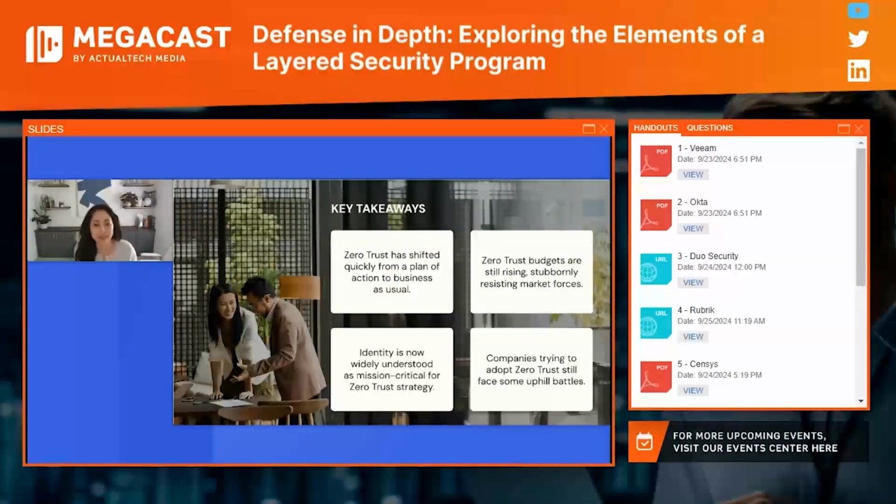Now, jumping into the report findings. So this is our 5th annual report where we surveyed over 800 security and IT professionals globally on the state of Zero Trust deployments as of 2023. And some of the biggest takeaways we saw was that Zero Trust has shifted from a thought leadership goal to something that's become a key part of an organization's security strategy.